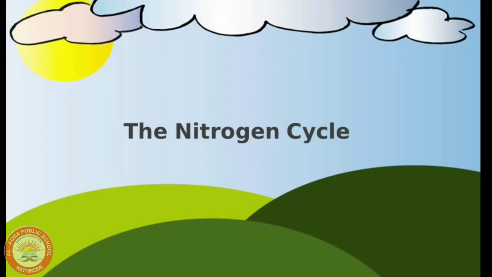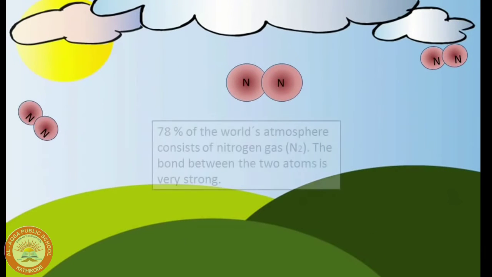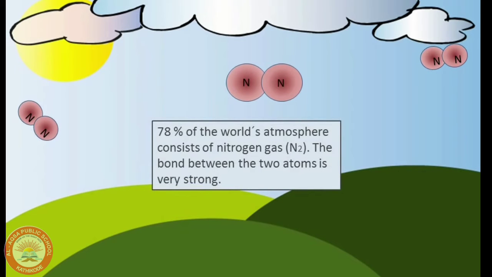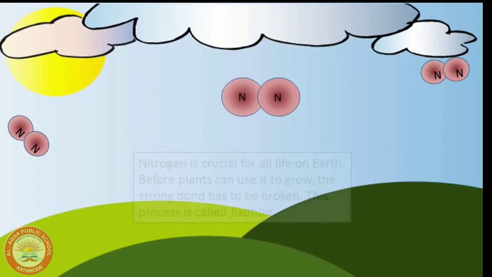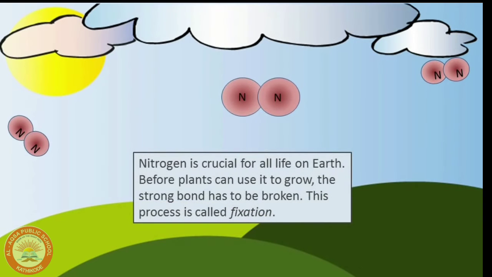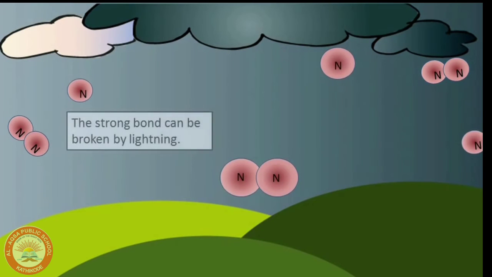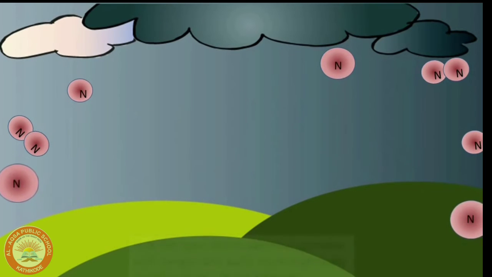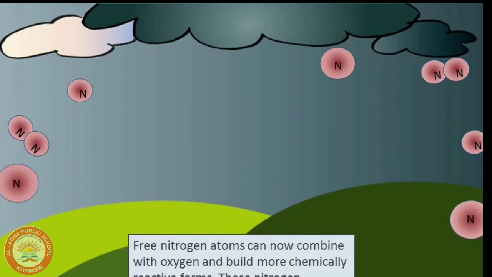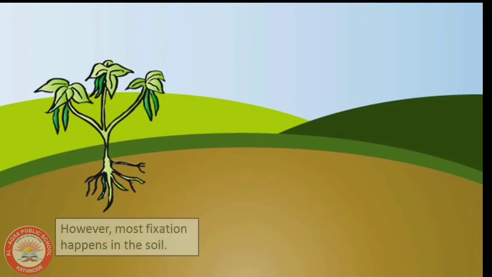We know that 78% of the atmosphere is formed of nitrogen gas. We have already seen that atmospheric nitrogen cannot be used by plants. It should be fixed first, only then the plants can use it. Let us see how it is being fixed. Let us see nitrogen fixation by lightning. The energy from the lightning will break the nitrogen molecules and the free nitrogen atoms will combine with oxygen and form nitrogen compounds that can be used by plants.